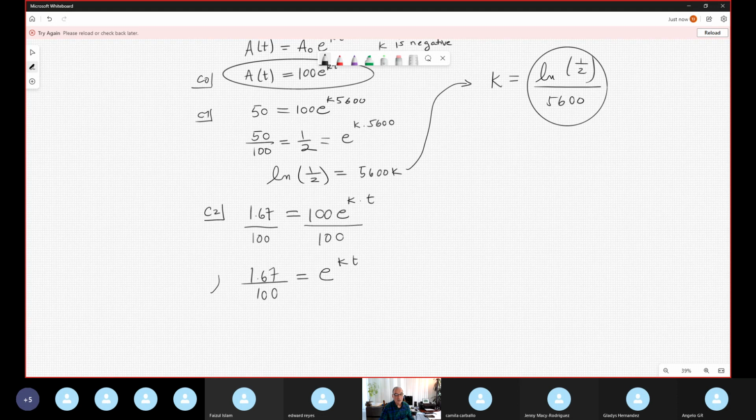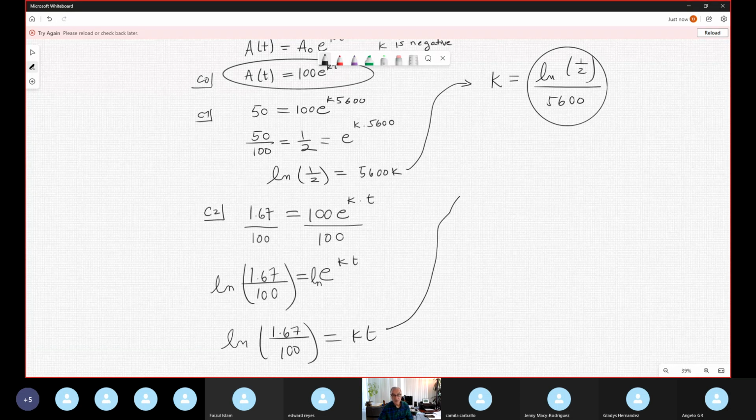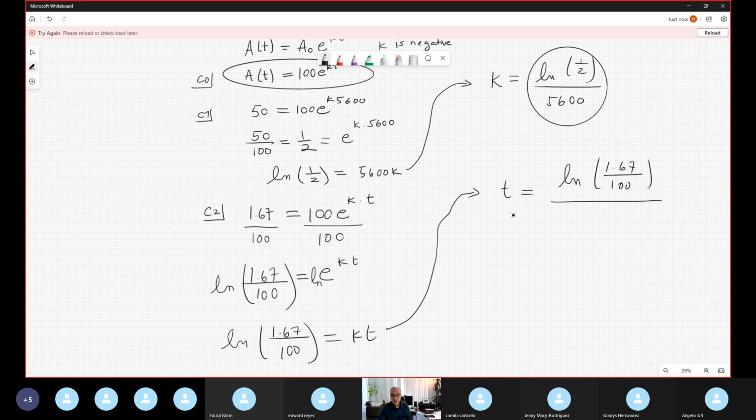And you apply the natural logarithm again. Now you take advantage that natural logarithm and exponential with the same base undo each other. So you have logarithm of 1.67 divided by 100 is equal to kt. But I solve for t. T is equal to the natural logarithm of 1.67 divided by 100, divided by k. And who is k? K is the natural logarithm of 1/2 divided by 5600. You replace this for this. Okay.